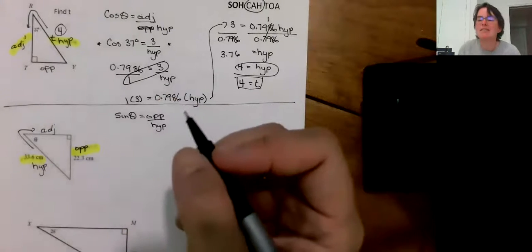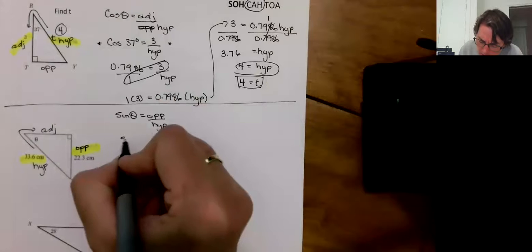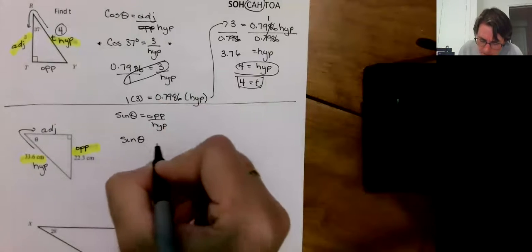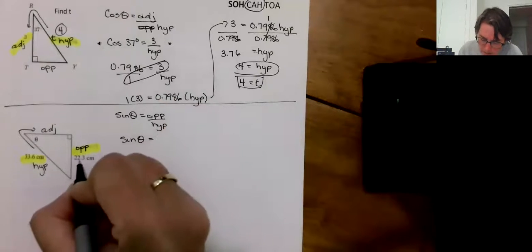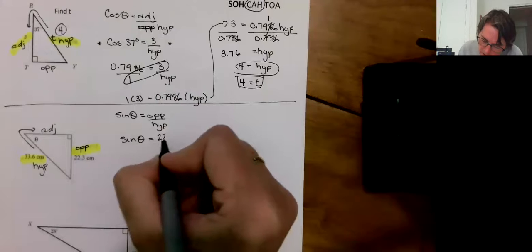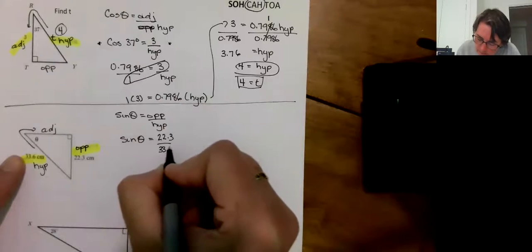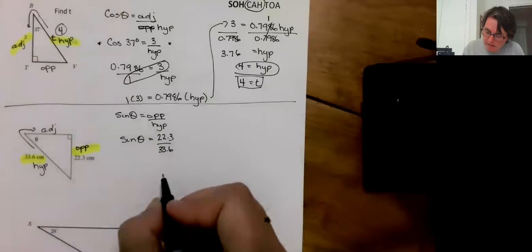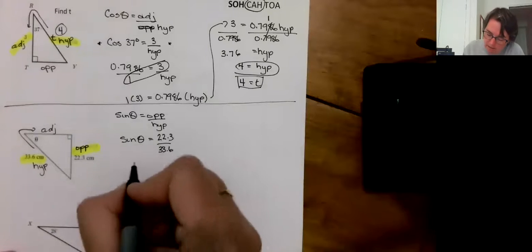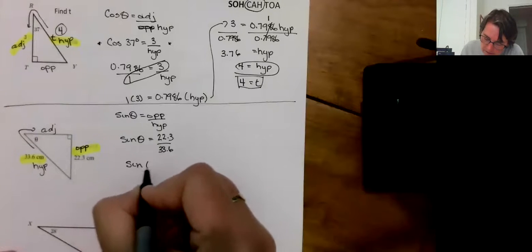I like the ones when you have to find the angle because it's easier. Sine theta, because I don't know what it is. Opposite 22.3 over 33.6. All right, so we can't do anything on this side. We're just going to divide there. Sine theta.